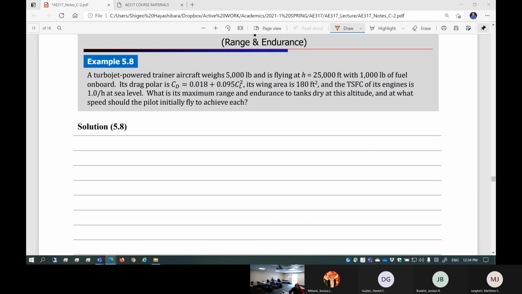And what speed should the pilot initially fly to achieve each? Okay, before we begin this example problem, you really need to remind yourself, stay focused. This is only for turbojet. Do not do the same thing if it's a propeller airplane. If you do such a thing, you could possibly get 0 out of 10 on the exam because you're doing a completely wrong thing. There's a danger here. This is turbojet.